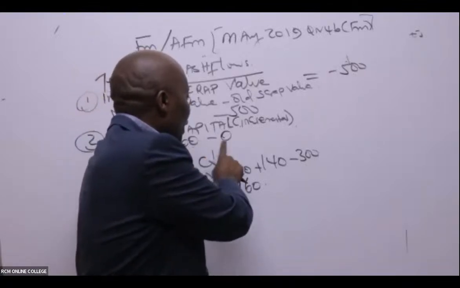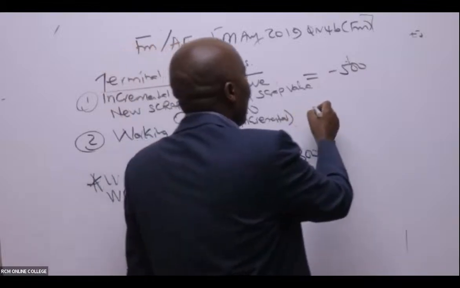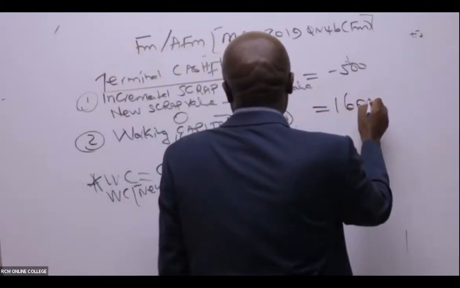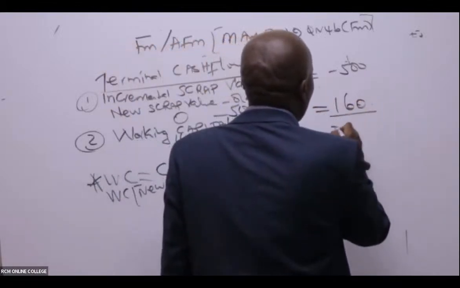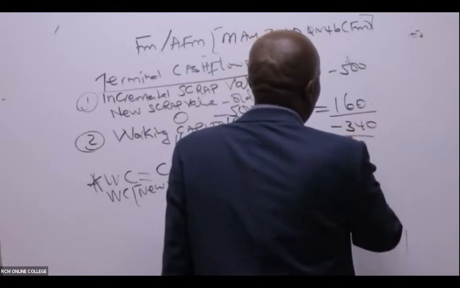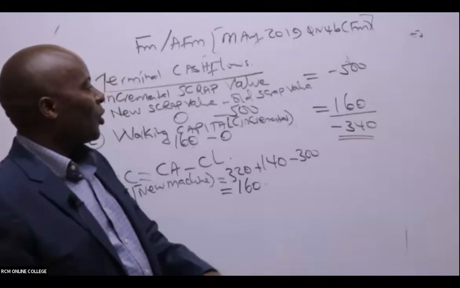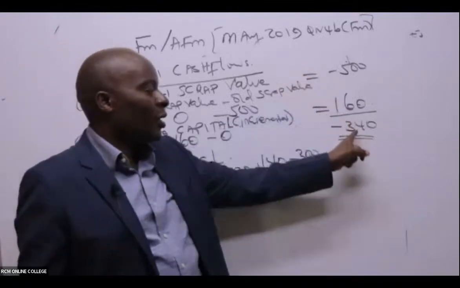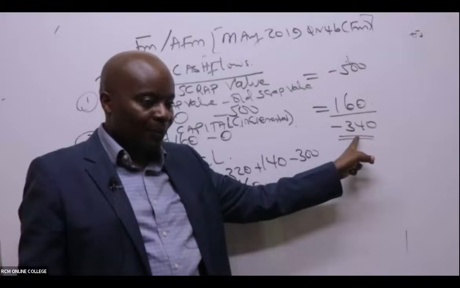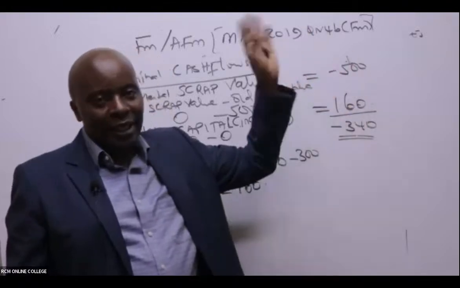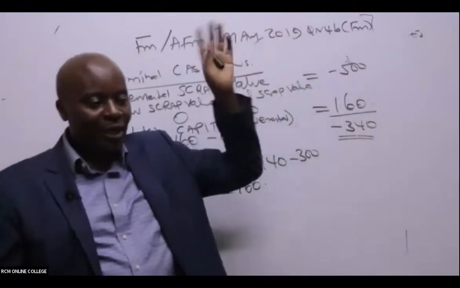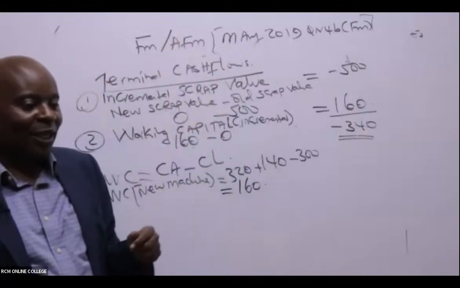So 160 minus 0. So this gives me 160 positive. So then this will give me minus 340 when you add. So in this case here, the terminal cash flow is minus 340. Up to here, are we together?